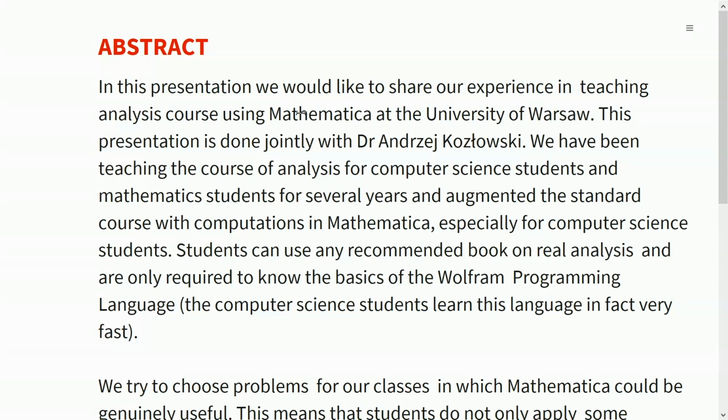The course of analysis for computer science students lasts for 1 year, while for mathematics students, the course lasts for 2 years. The course for computer science students is, of course, easier, but it's more than the standard calculus course, and students are required to prove statements and to solve non-standard exercises.